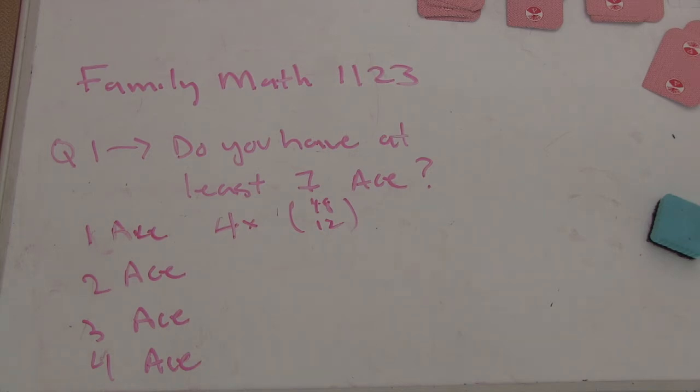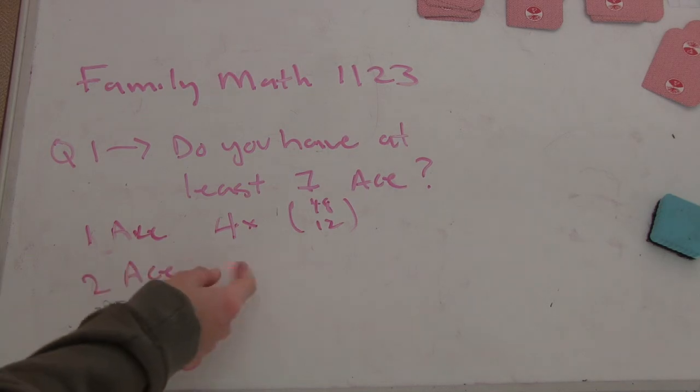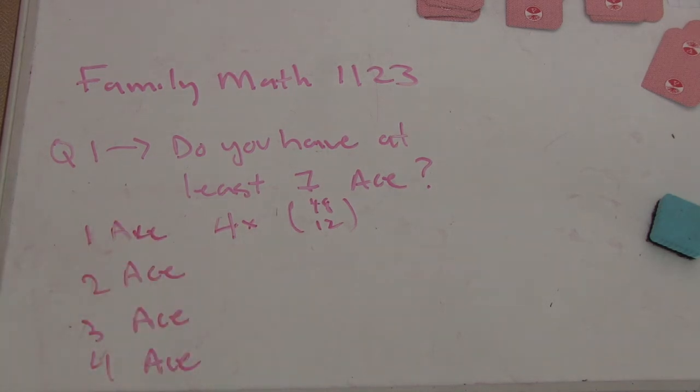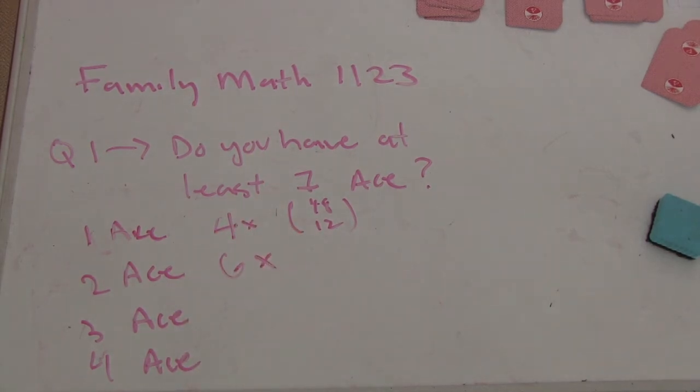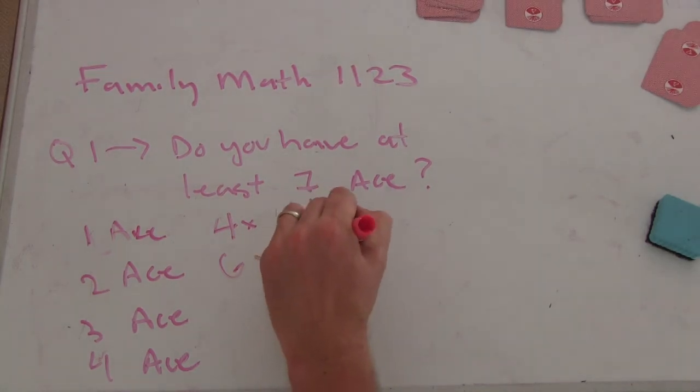Okay, how many have exactly 2? Well, you have 4 choose 2, choosing the 2 aces. What is the value of 4 choose 2? 6. Yeah, 6 times 48 choose 11. 48 choose 11, very good.